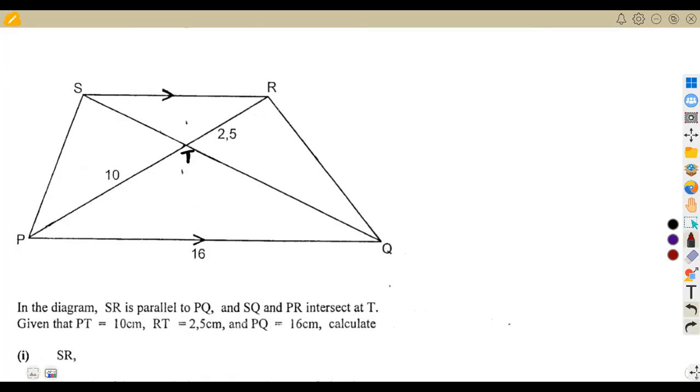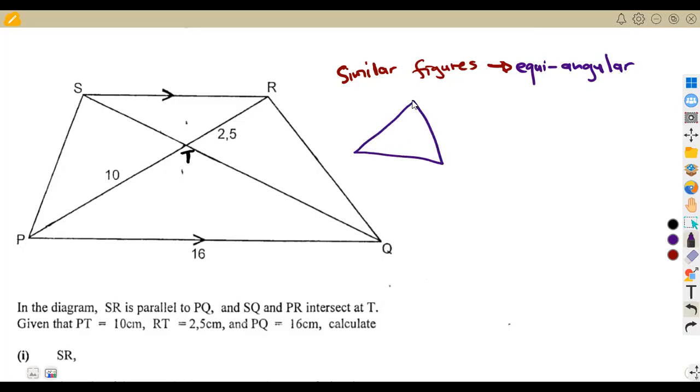So we are going to be thinking of similar figures or similar triangles. When you are talking about triangles, they are equiangular. What does equiangular mean? We are talking in terms of the angles. If we are referring to two triangles which are similar, they are not the same in terms of size, no, but they must be the same in terms of the angles.